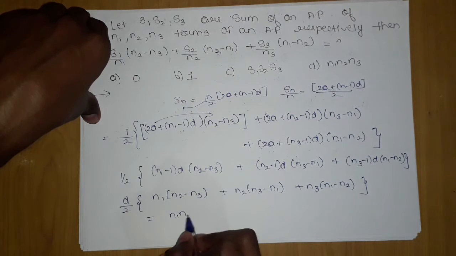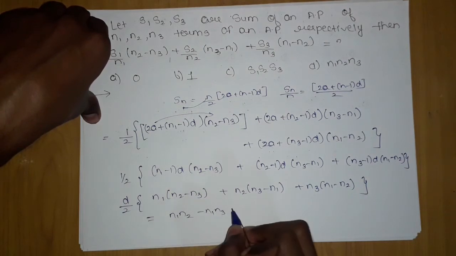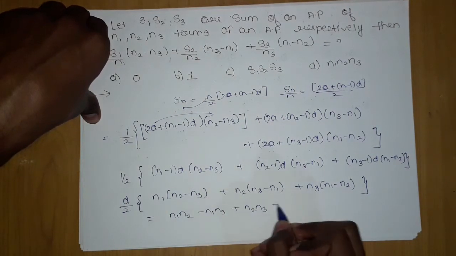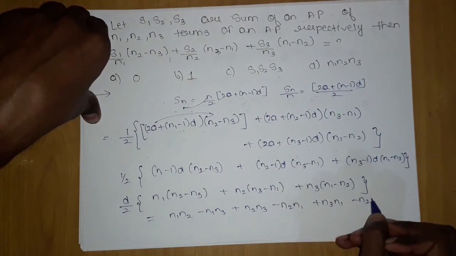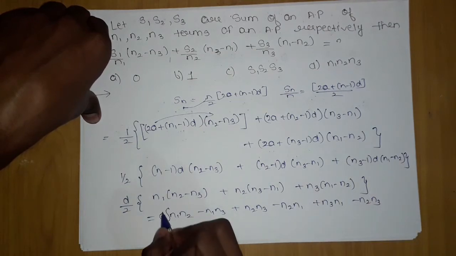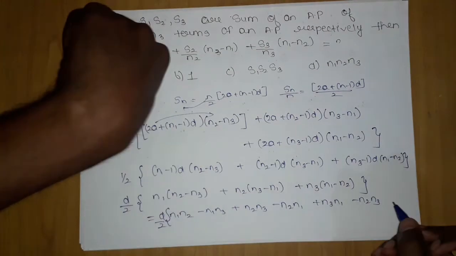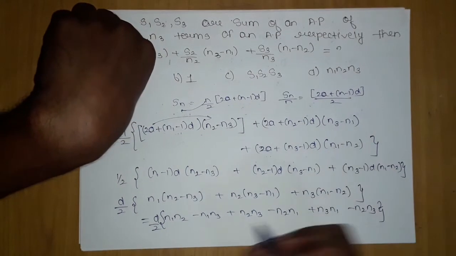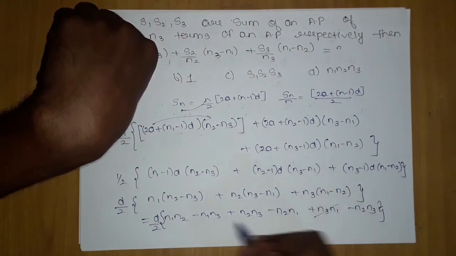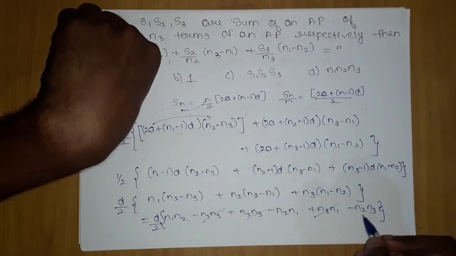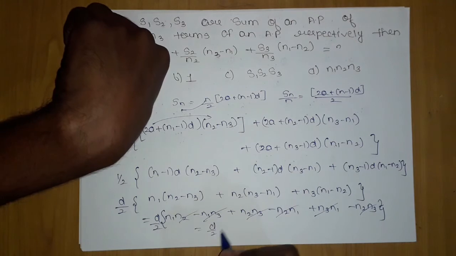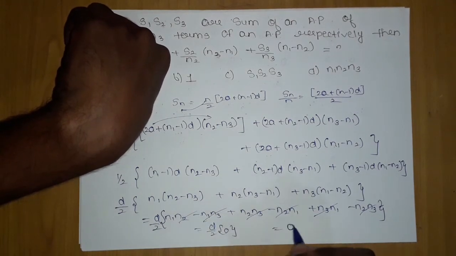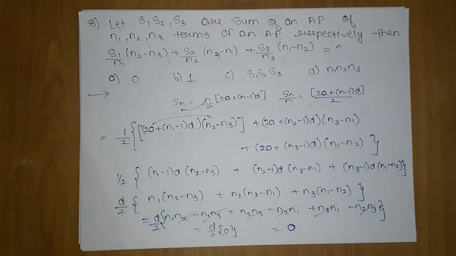Expanding: n1 into n2 minus n1 into n3, n2 into n3 minus n2 into n1, plus n3 into n1 minus n3 into n2, all multiplied by d by 2. Now if you see, these are cancelling out, these are also cancelling out, and these too, so this is 0, and d by 2 into 0 gives me 0. So the value of this expression is 0. This was the problem.